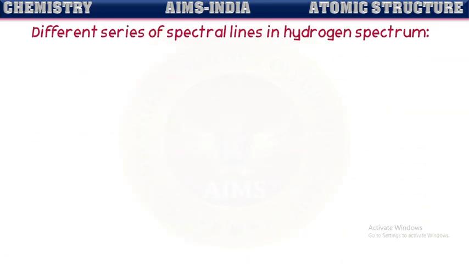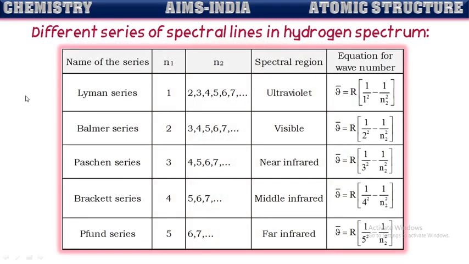So different series of spectral lines in the hydrogen spectrum are shown in the diagram tabulated here. From this you can say the Lyman series is obtained when an electron jumps from higher orbits to the first orbit. It is obtained in the ultraviolet region. And the Balmer series is obtained when an electron jumps from higher orbits to the second orbit. It is in the visible region. That means this is the only series which is visible to the naked eye.